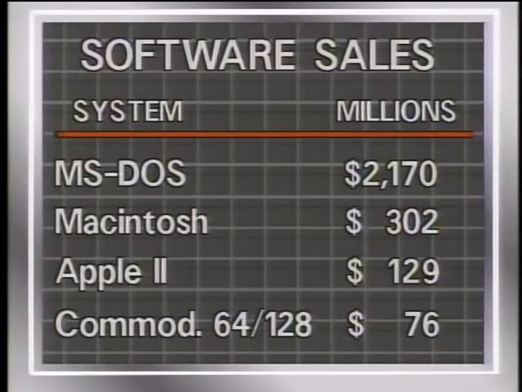According to the Software Publishers Association, software sales for the first 3 quarters of this year were up 48%. MS-DOS software accounted for 77% of all software sales. Macintosh software, which ranked second in sales with 11% of the market, got the honors for the fastest growing segment of the software market. Next in market share were the Apple II and the Commodore 64.